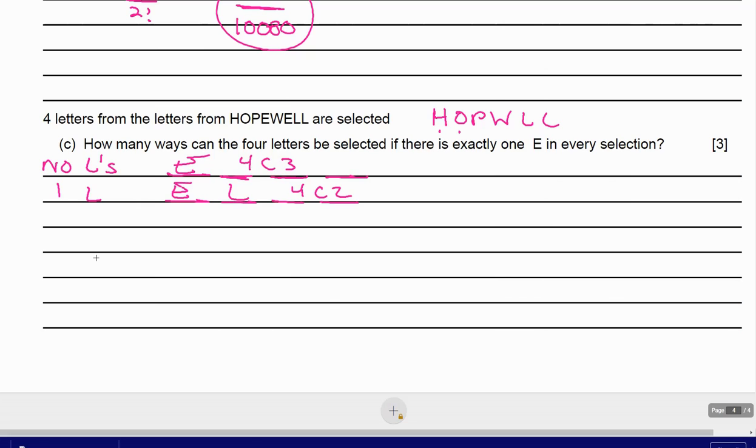Okay? Now, is it possible for me to have 2 L's? So now there's only 1 spot left over. And how many letters could go there? But I'm only choosing 1. This is going to equal 4. This is going to equal 6. And this is going to equal 4 choose 3. What's 4 choose 3? 4.